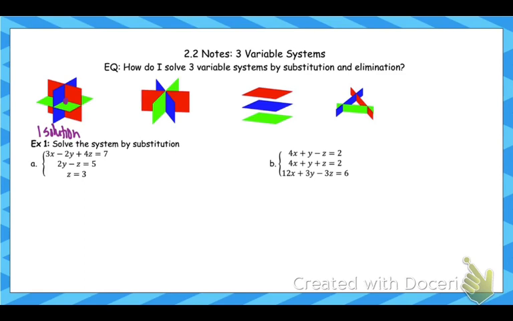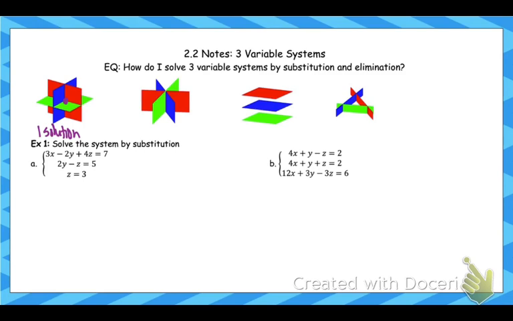But we're not always going to have one nice solution. Just like we did with 2 variable systems, you could have infinite solutions. But infinite solutions can actually look very different. Keep in mind, whenever we talked about infinite solutions for lines, they were the same line. Now if you have all 3 planes that are the exact same plane, yes, that is infinite solutions. But that's not the only case.